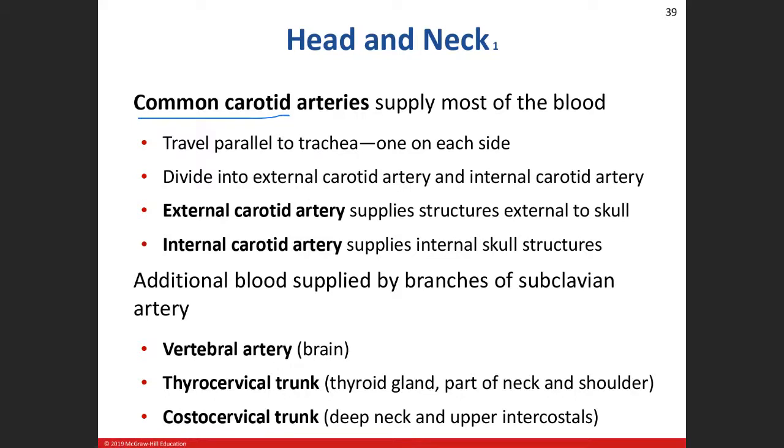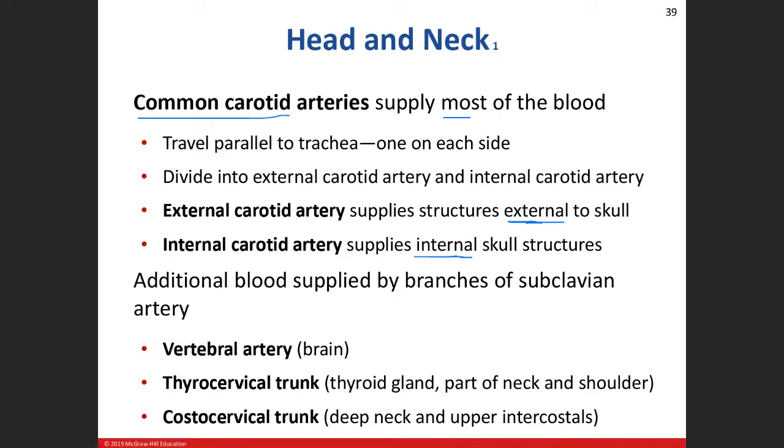Most of the blood that comes to your head and neck comes from the common carotid arteries. 80% of the blood that goes to your brain comes from the internal carotid artery. So the point being, most of the blood comes from these two arteries, the left and right common carotid. The external is going to supply everything on the outside of the skull. The internal is going to supply the internal skull structures, brain, blood vessels there, the tissues in there. So keep that in mind.